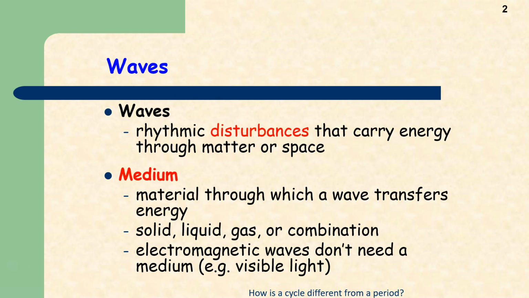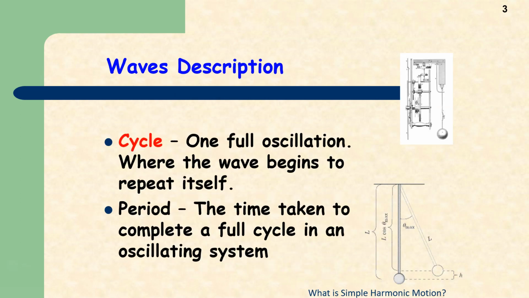So how is a cycle different from a period? Well, a cycle is one full oscillation where the wave begins to repeat itself, whereas a period is the time it takes to complete a full cycle in an oscillating system. So the cycle is the physical amount compared to the period, which is the time it takes to go through that physical amount.